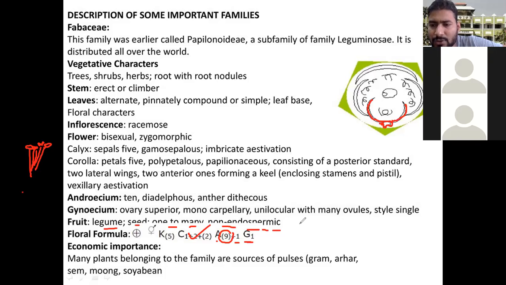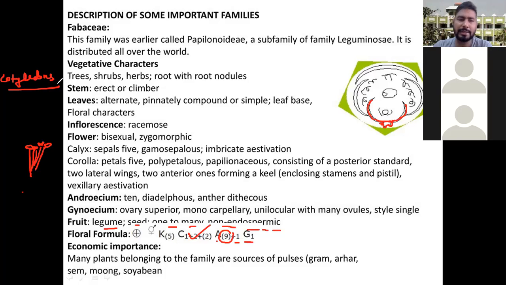And where is the endosperm always located in this type of plant, the dicot? The location of endosperm? It is found in the cotyledons. Clear? It is found in the cotyledons. Dicot means two cotyledons. They store their endosperm inside. So one to many, non-endospermic seed. Floral formula, that is okay.